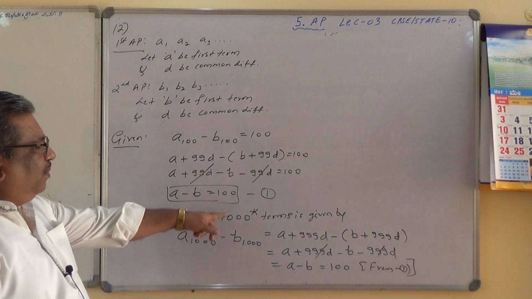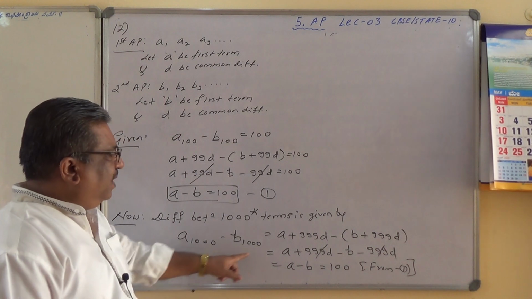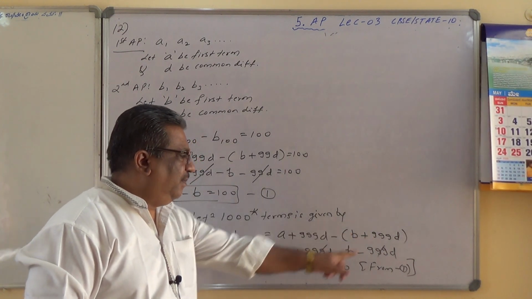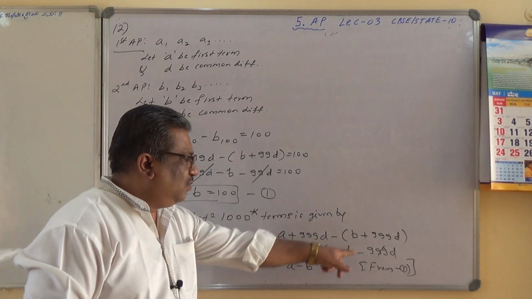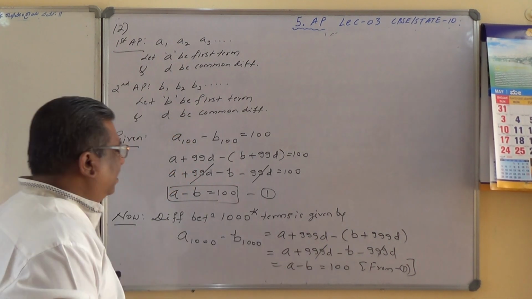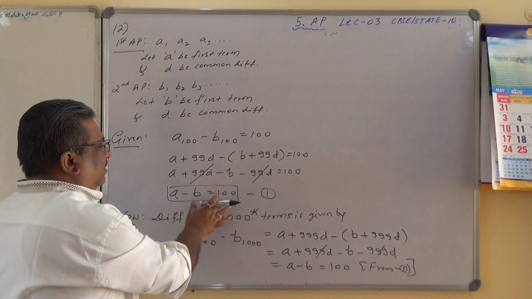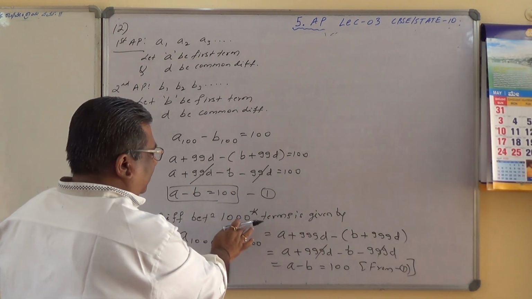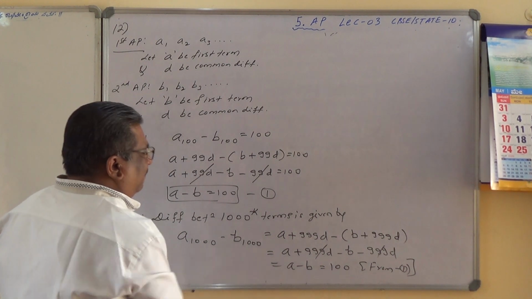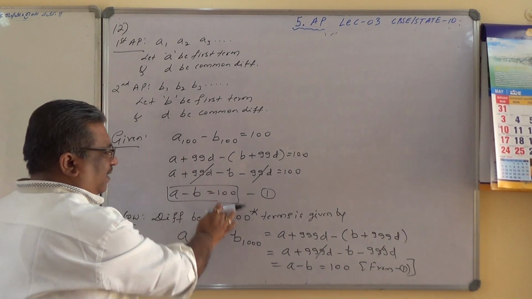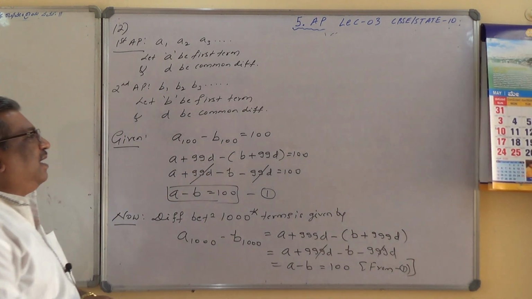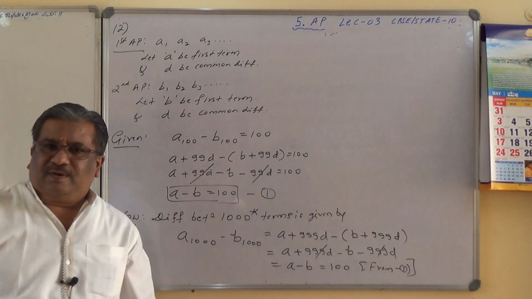So, the difference between their 1000th term is A plus 999D minus B plus 999D, which is, these two will cancel, A minus B. Finally, if the difference between their 100th term is A minus B, then the difference between their 1000th term is also A minus B, and already we have found out A minus B is 100, therefore A minus B is equal to 100. This is from 1. This is your answer. Okay, so note it down.